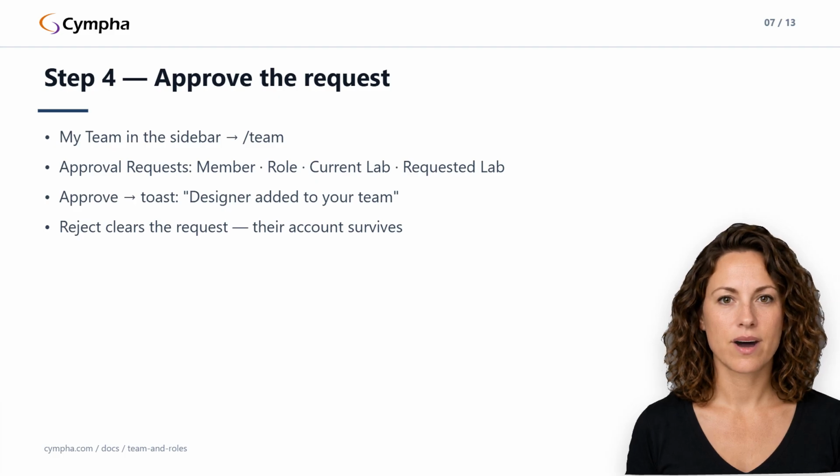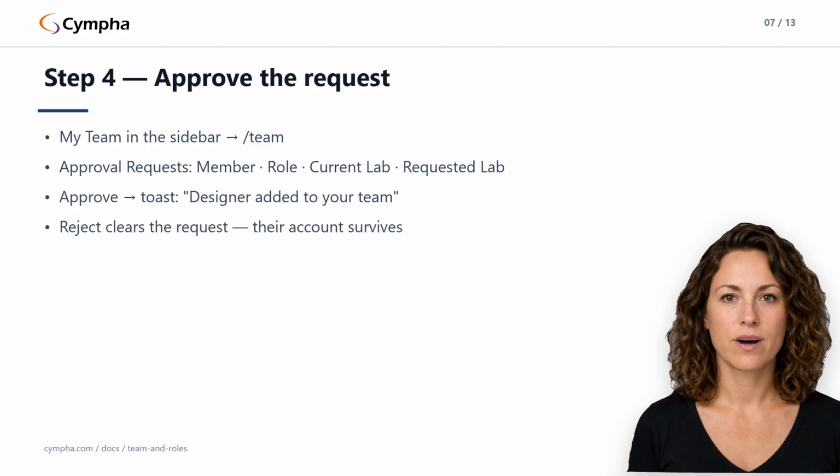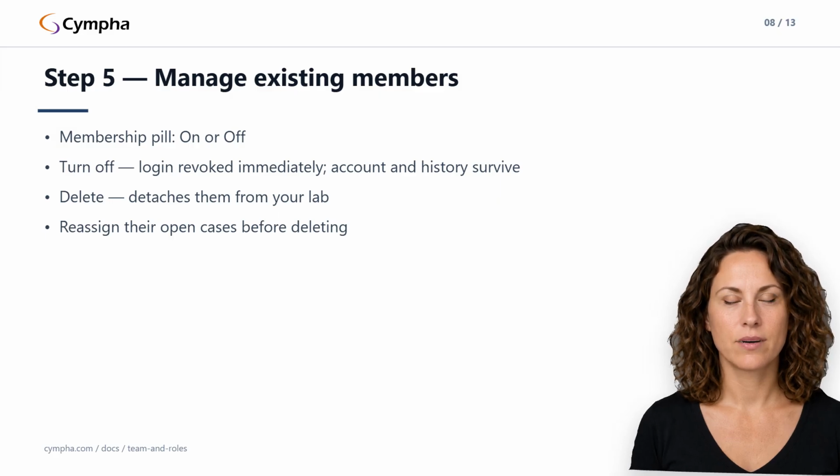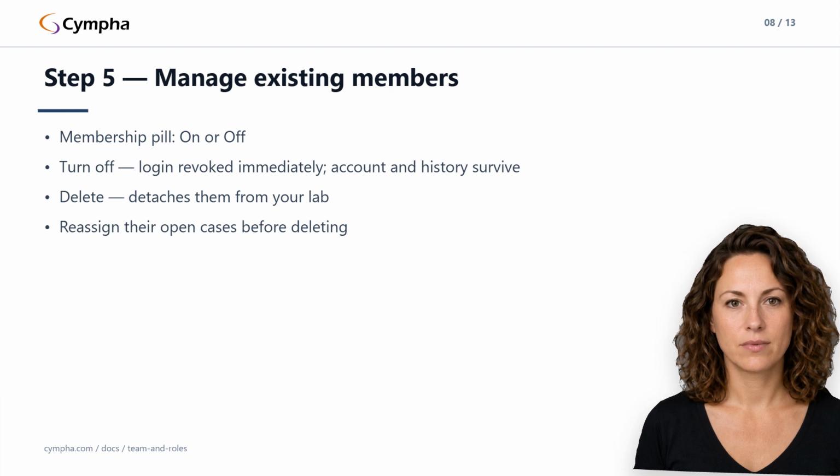Delete, the red trash icon, removes the member from your team. Their account itself survives, they're just detached from your lab. But their open assignments need rerouting first, and the order matters. Before you click delete on a designer who's leaving, open the case queue, filter for the cases assigned to them, and click reassign on each row to pick a new designer. Only then come back to the team page and delete them.